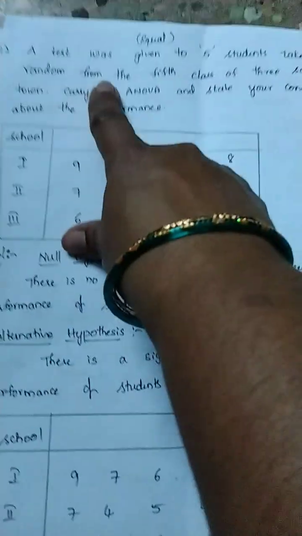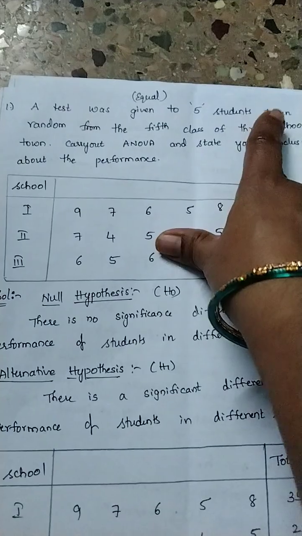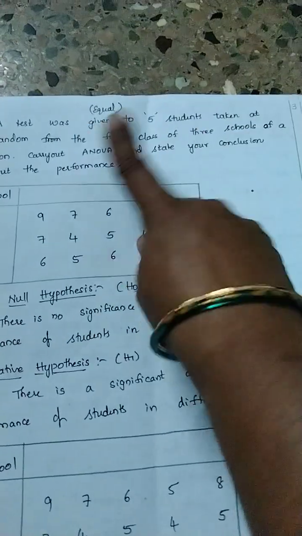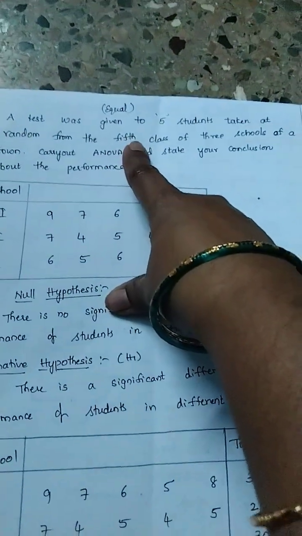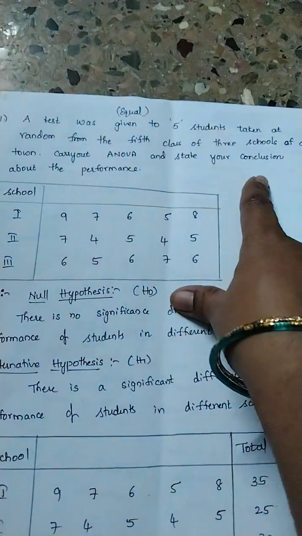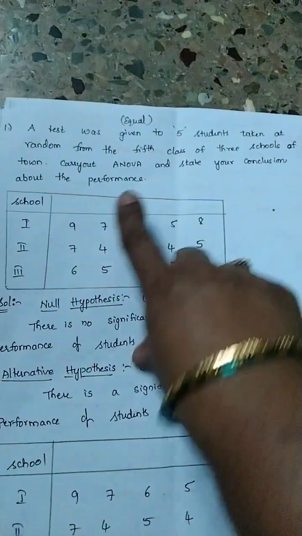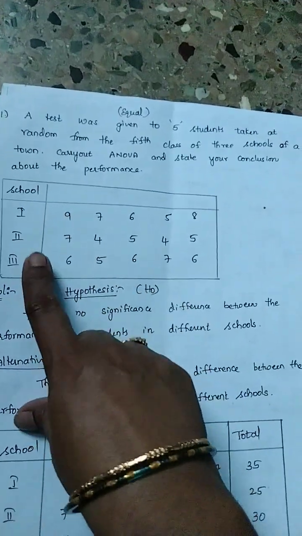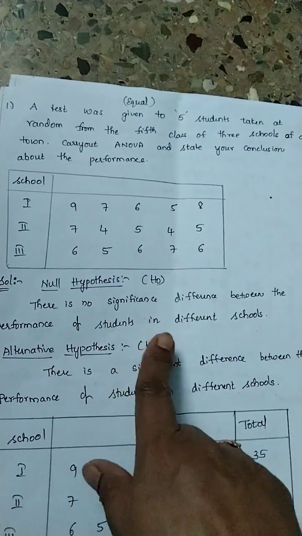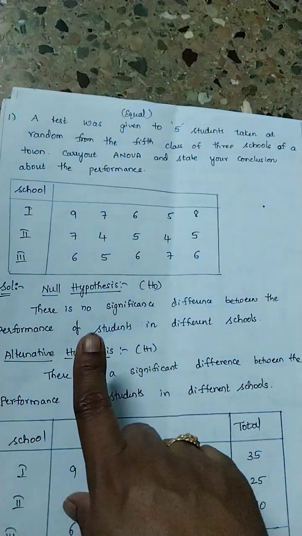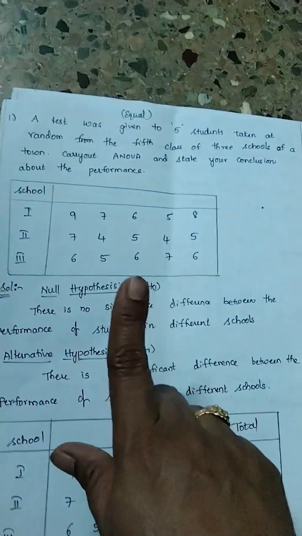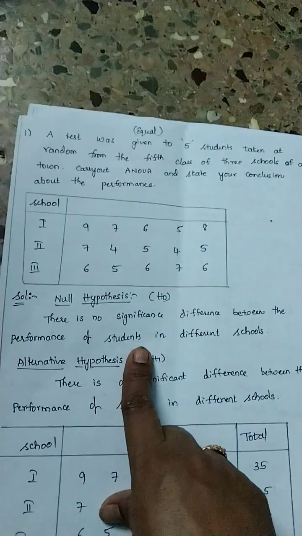A test was given to 5 students taken at random from the 5th class of 3 schools of a town. You can write any class here, and colleges also you can write. Carry out ANOVA and state your conclusions about the performances. Here we are going to discuss whether there is no significant difference between the performance of students in different schools. The performance of the students in different schools we treat as only one factor. That's why this is an ANOVA one-way classification problem.